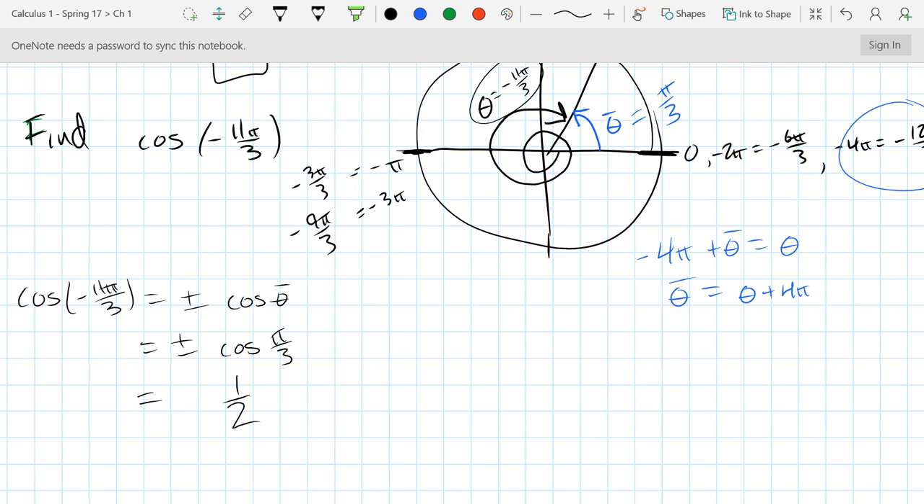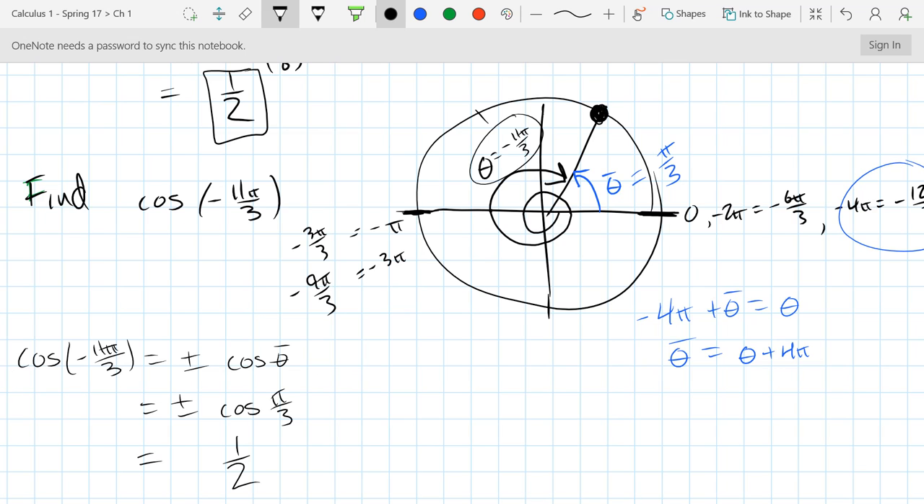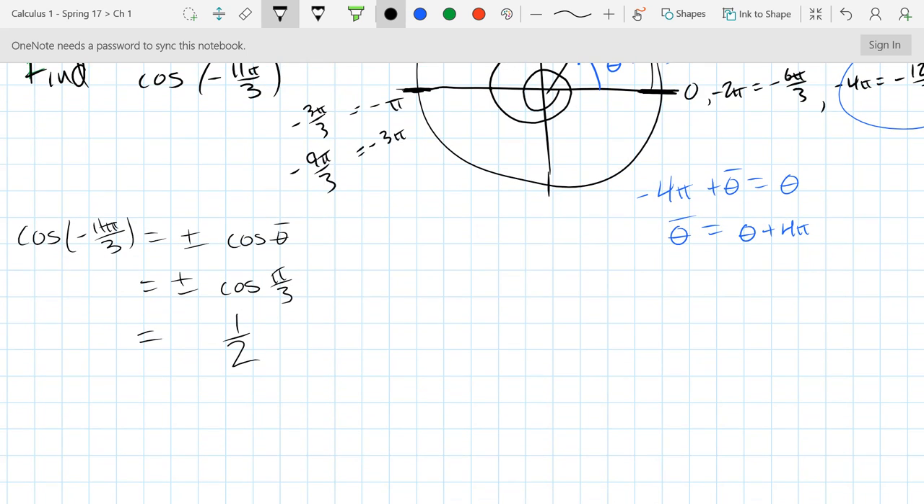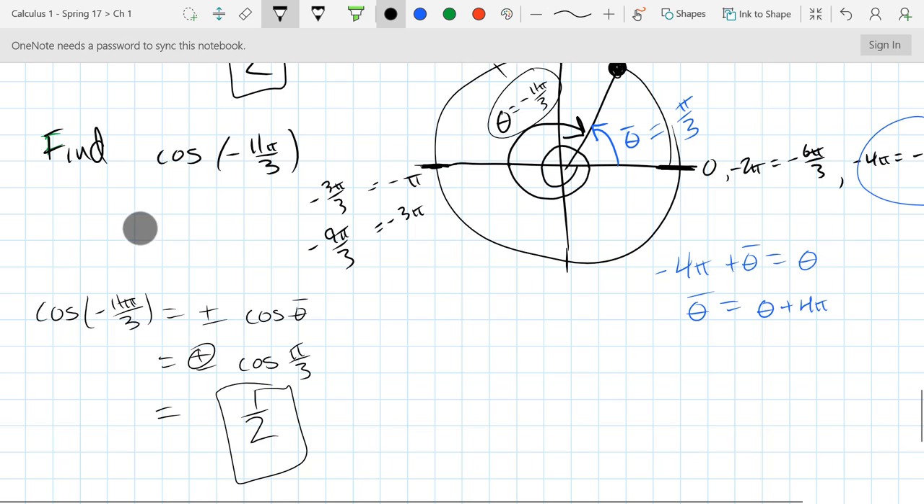We also have to choose plus or minus. What quadrant is our angle actually in? First quadrant. First quadrant's nice. Everybody's positive. So we're going with positive 1 half. The same answer we got last time? Yeah, that was just coincidence.